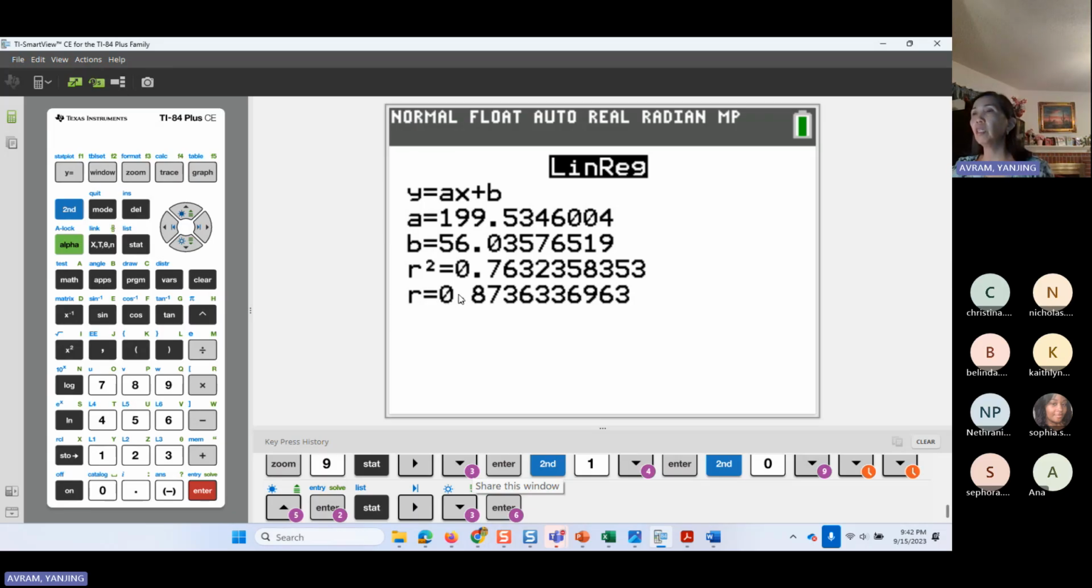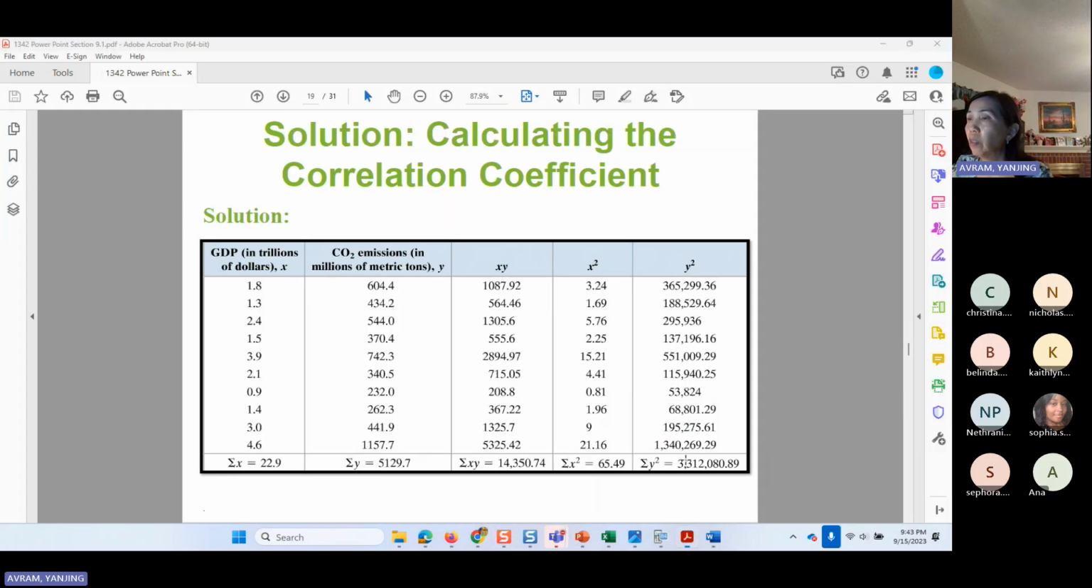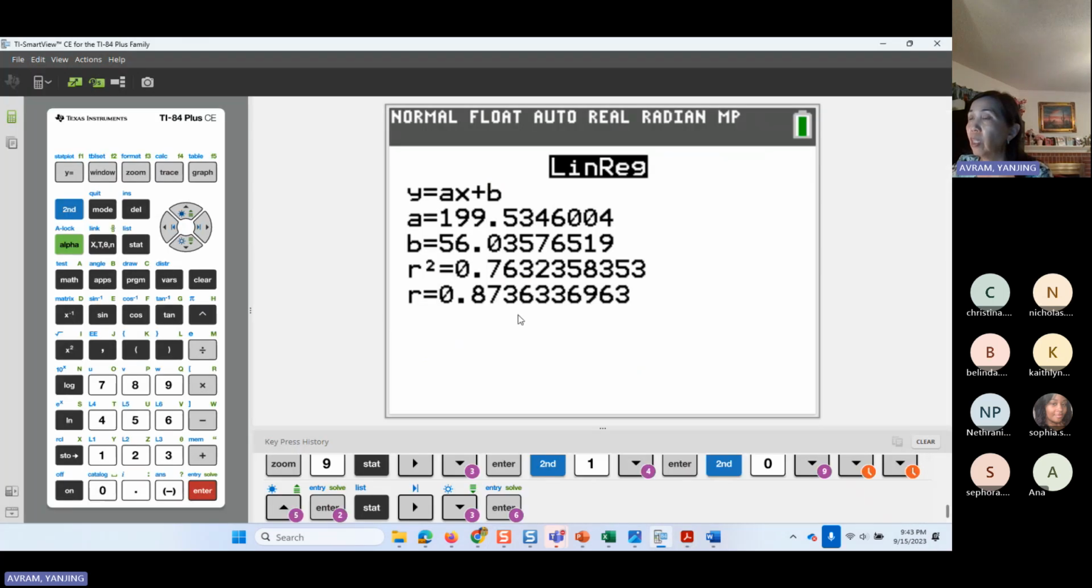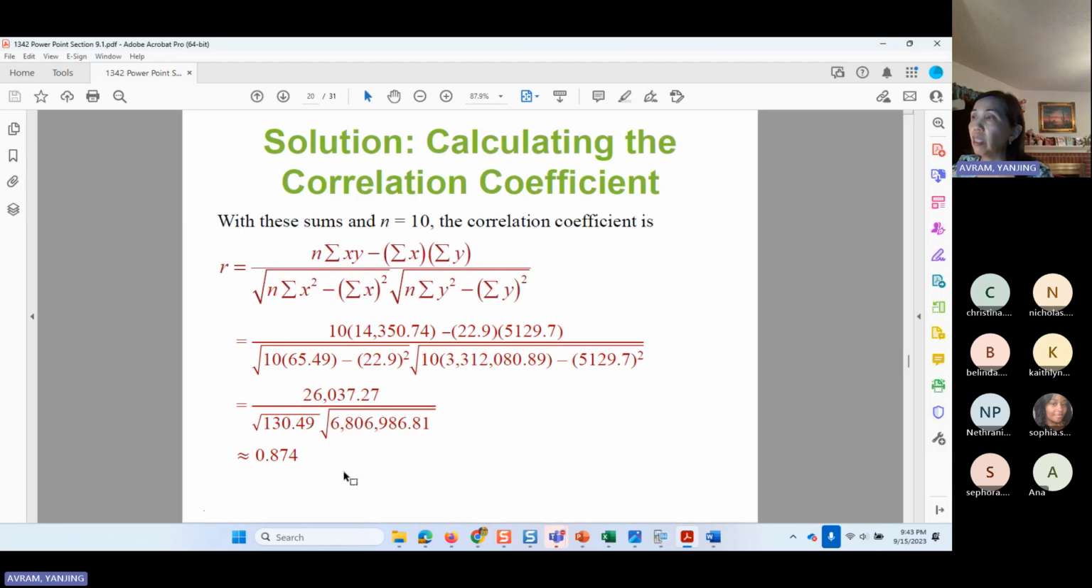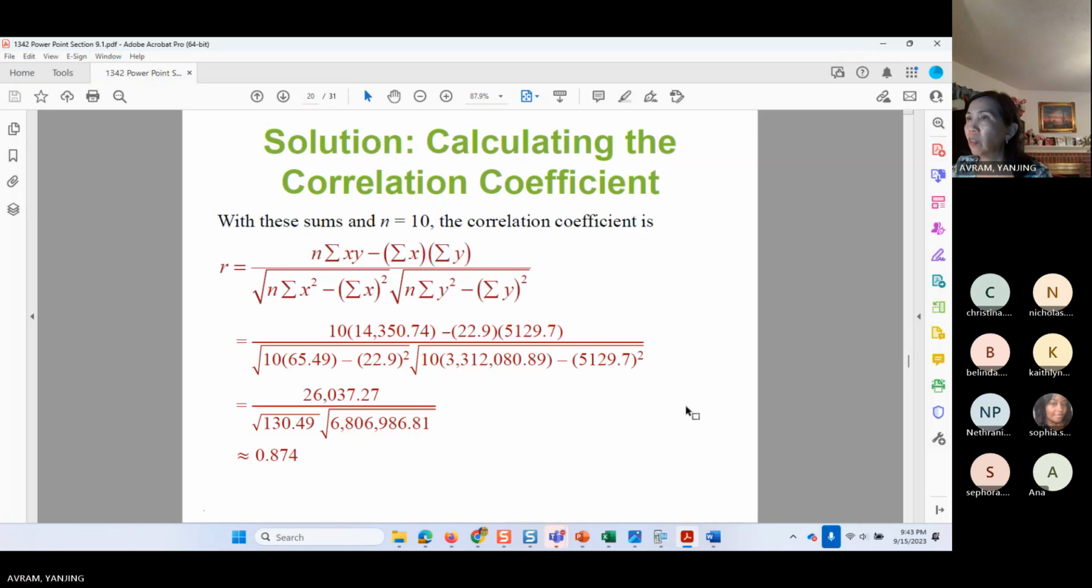Okay, look at that. Now we have this R here, the linear correlation coefficient. If I round to 3 decimal points, it's 0.874, which is exactly the same as what we just calculated, right? Look at this one right here, 0.874, exactly the same. So if you round to 3 decimal points, you get exactly the same answer. That is how we find the correlation coefficient from the calculator directly. We are not going to ask you to calculate by hand with the formula, okay?